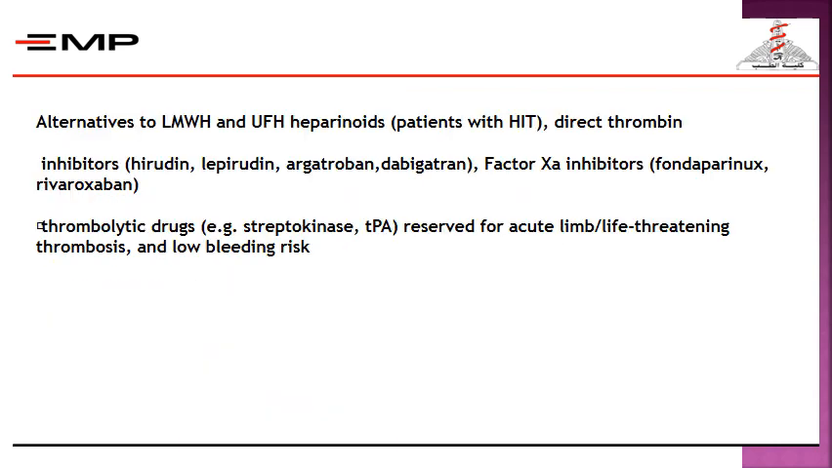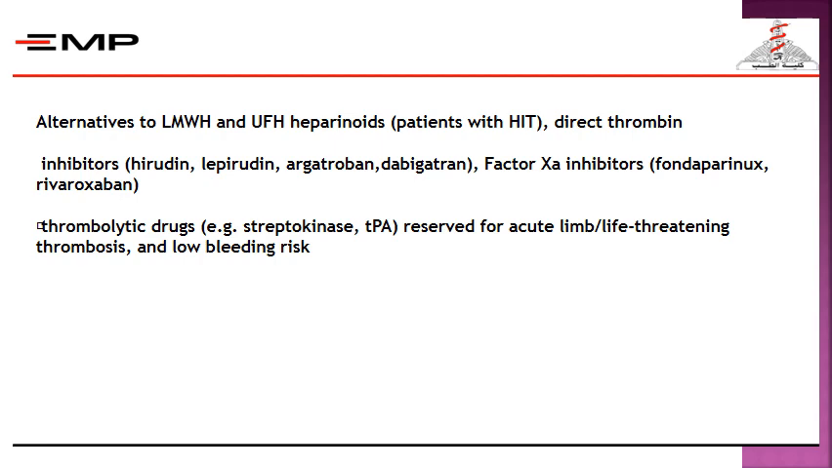An alternative to low molecular weight heparin and unfractionated heparin is the heparinoids, especially used in case of heparin-induced thrombocytopenia to bypass the effect of heparin on the platelets. Direct thrombin inhibitors like hirudin, lepirudin, argatroban, and dabigatran, and factor Xa inhibitors like fondaparinux and rivaroxaban.